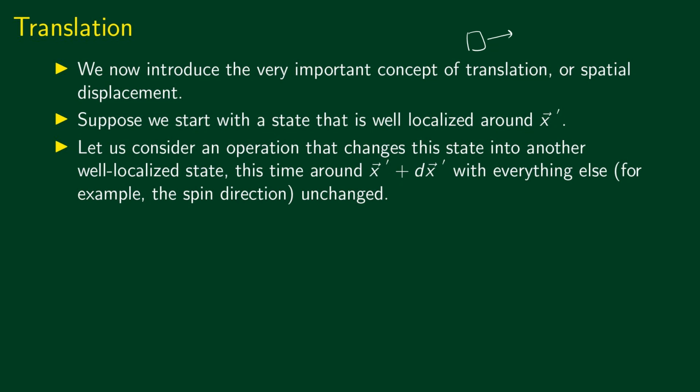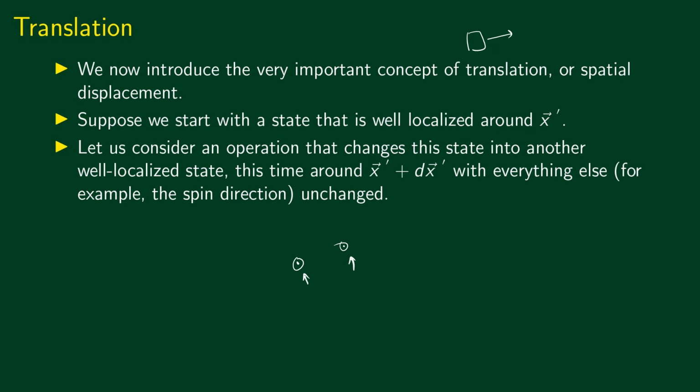Let us consider an operation that changes this state into another well localized state. Okay, this is translation. So we have got a localized state around this point. We need to translate to another well localized state around another point. Okay, so both are localized states, which means that they don't have much spread over the position space. Okay, and then we translate the system to another point. Right, so before translation it was localized around this point, after translation it's localized around a different point. Okay, so this is what's happening.